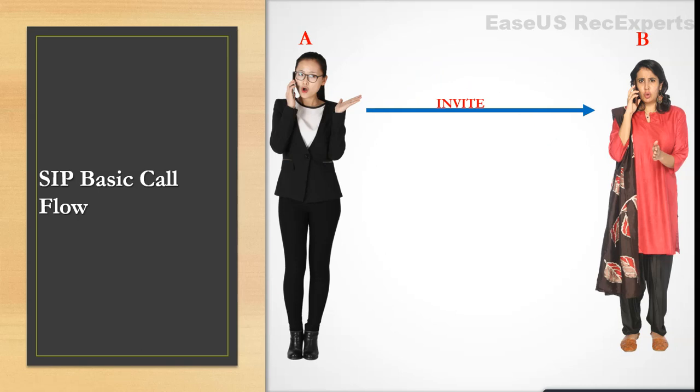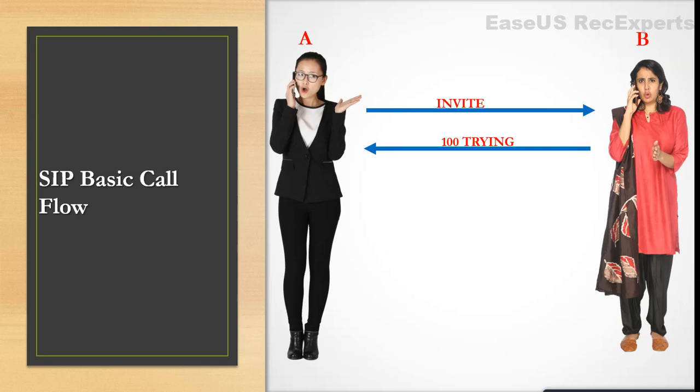So this indicates that I'm trying to contact you, and user A is sending a request to user B. Once user B receives this INVITE, user B will respond with 100 Trying. 100 Trying means I have received it, it's a provisional response. 100 Trying means I have received your INVITE and I'm trying to process the details that you have sent me. I'm trying to process this call with all the details that you have sent me in the INVITE message.